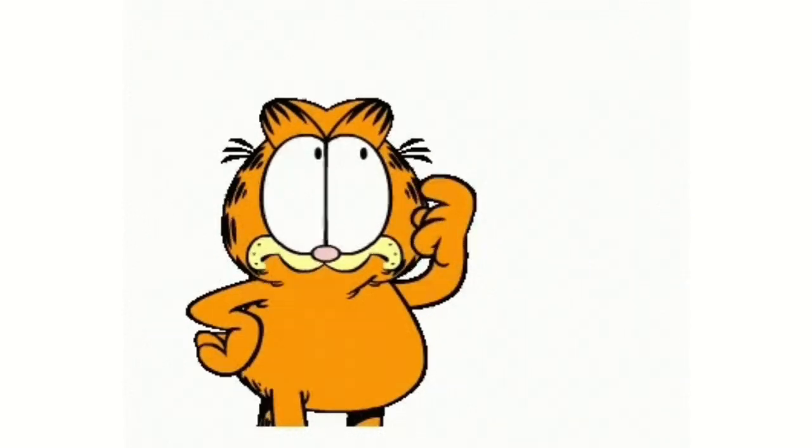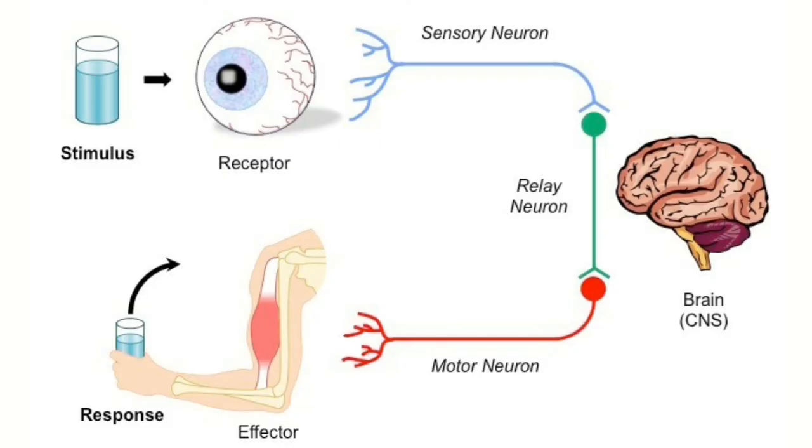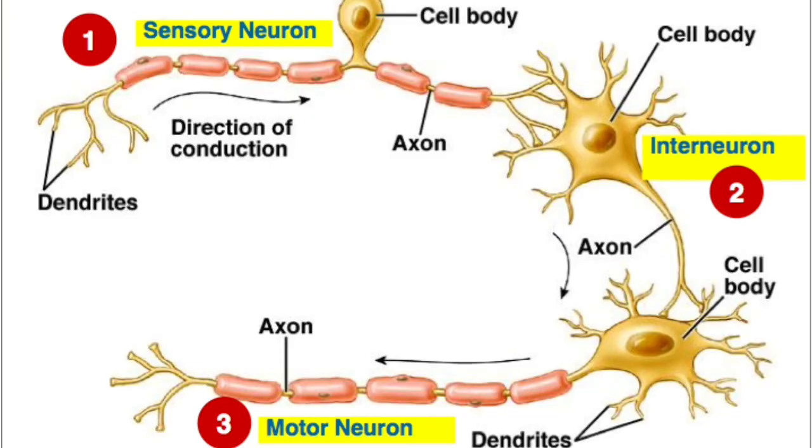What is the main function? The function of the neuron is to receive information from receptors such as the ears, eyes, skin, etc., and to transmit it to the effector muscles. So in the diagram we have illustrated the main three types of neurons: sensory neuron, intermediate neuron, and motor neuron.